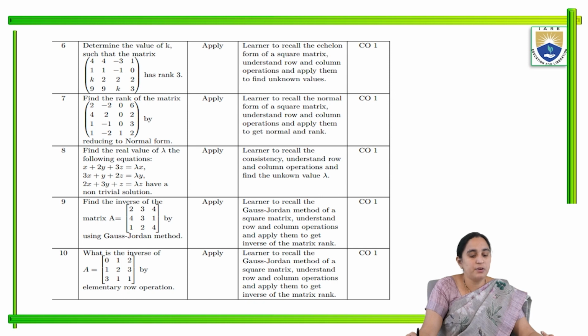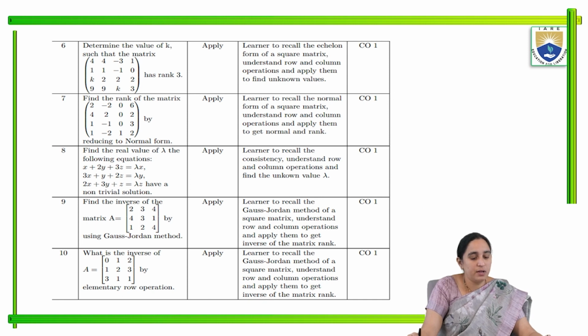Next one, the eighth one. Find the real value of lambda for which the following equations have a non-trivial solution. Here we check whether it is trivial or non-trivial. From the non-trivial case, we can find the x, y, z values. That is the eighth one.